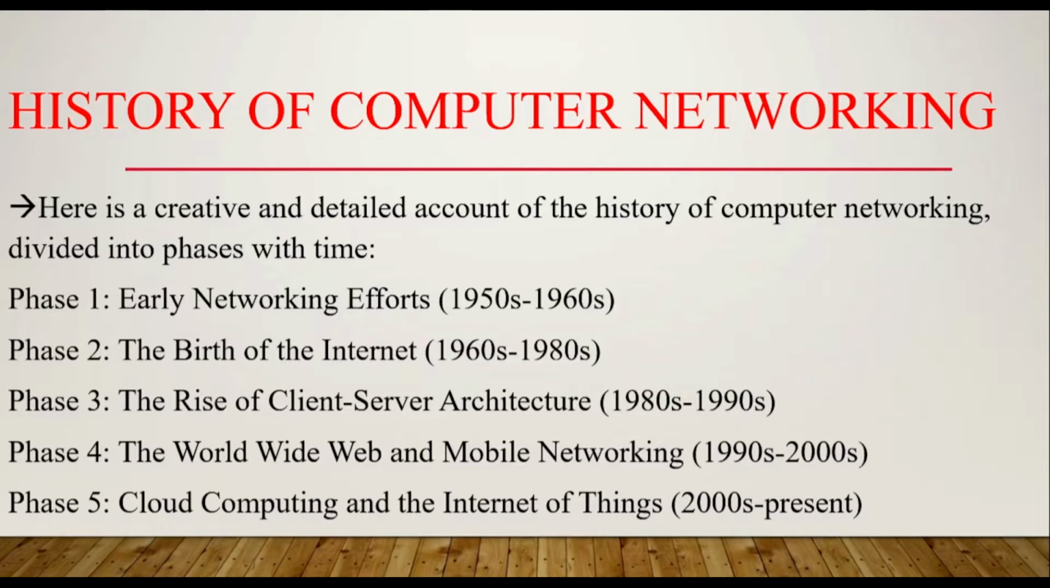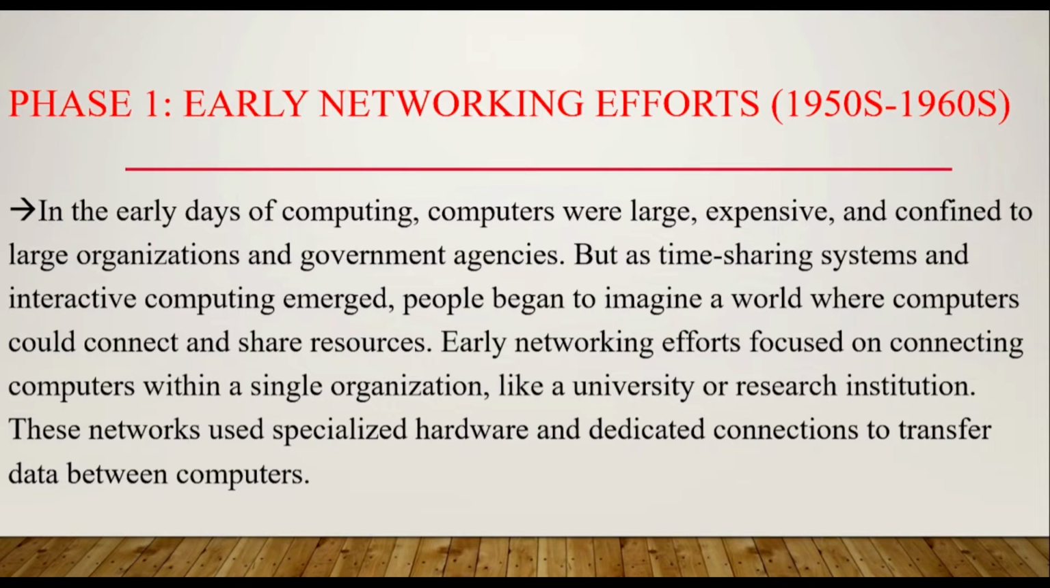Here is a detailed account of the history of computer networking, divided into phases with time. Phase 1, early networking efforts, 1950s to 1960s. Phase 2, the birth of the Internet, 1960s to 1980s. Phase 3, the rise of client-server architecture, 1980s to 1990s. Phase 4, the World Wide Web and mobile networking, 1990s to 2000s. Phase 5, cloud computing and the Internet of Things, 2000s present.